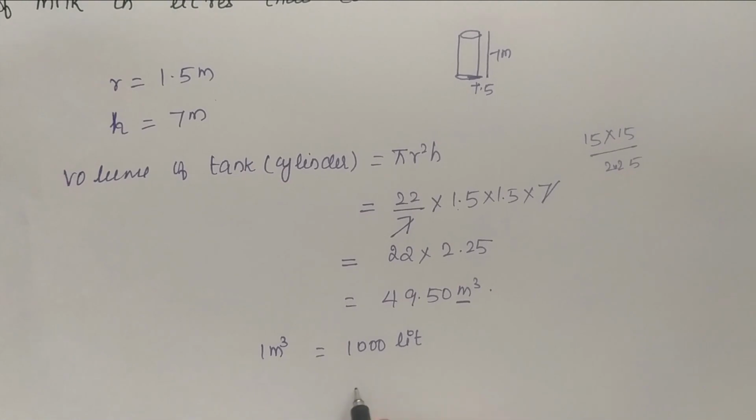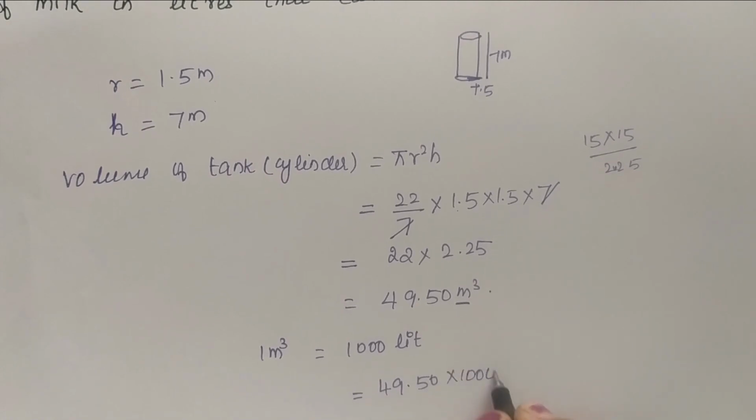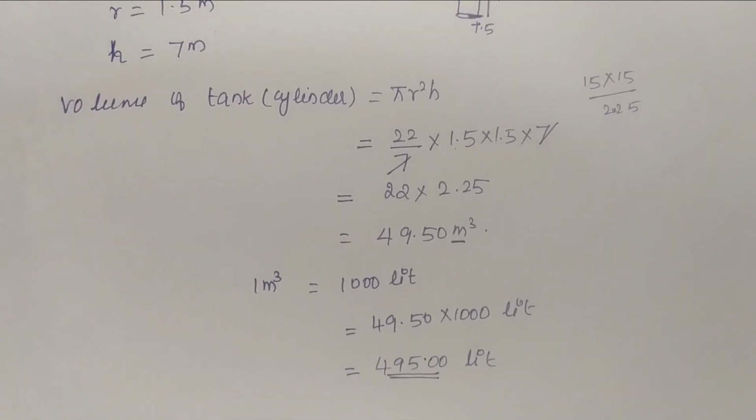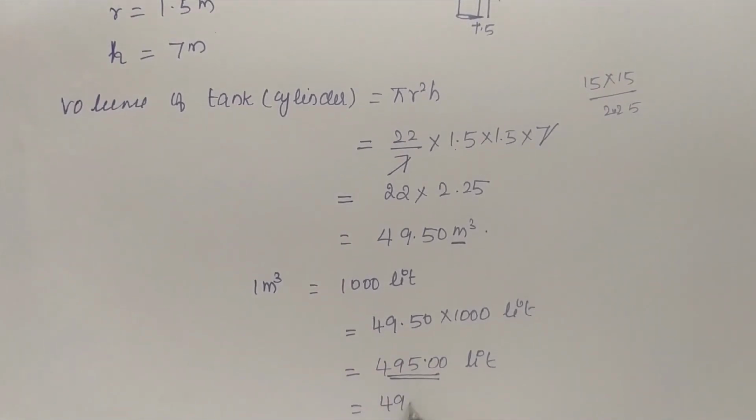So 49.50 meter cube is 49.50 into 1000 liters. So 49,500 liters is the volume of the tanker. That's 49,500 liters.